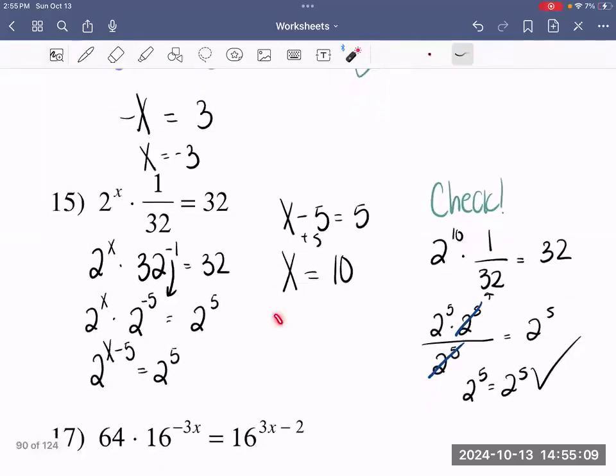And let's say I was under the assumption that we had x is equal to 0. Well, that just means that anything to the 0 power is 1. So 1 times 1 over 32 actually is not the same thing as 32, while it looks rather close. We're off by a little bit. So again, checking your answer is super, super important.